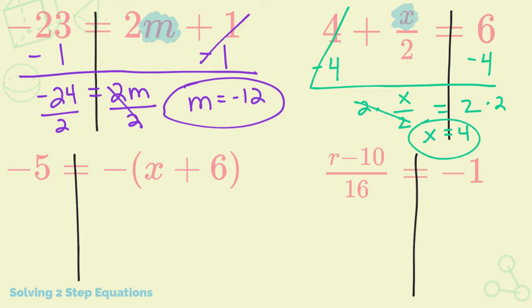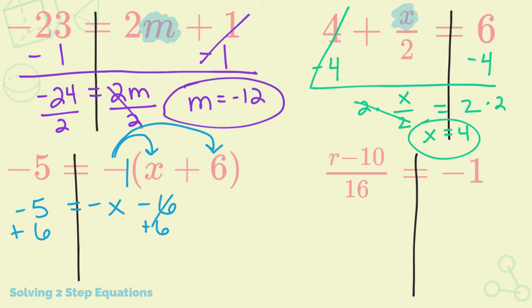With the next problem, in order to get the variable by itself, I first have to do distributive property, and there's really a -1 here. So I'm going to multiply the -1 to the first thing inside the parentheses and to the second thing. So -5 equals -x minus 6. I will go ahead then and add 6 to both sides so that I can get the x by itself.